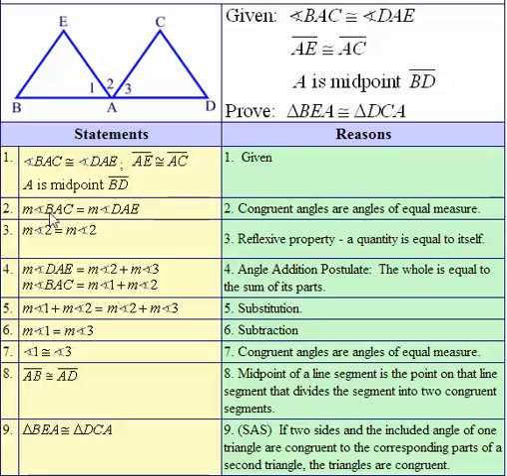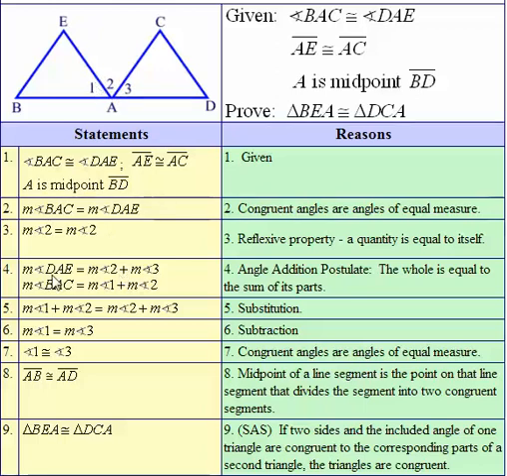The next statement, we would say that measure of angle BAC is equal to measure of angle DAE. And the reason for that is congruent angles are angles of equal measure. Since we knew that they were congruent, we know that their measures are the same. Next, measure of angle 2 is equal to the measure of angle 2, which is the reflexive property, which states that a quantity is equal to itself.